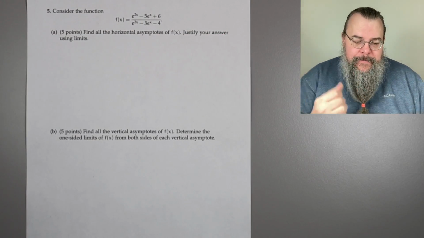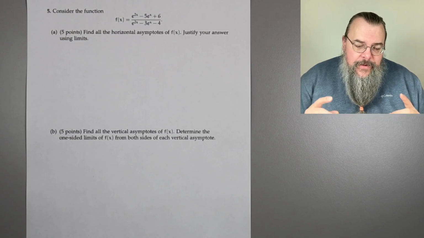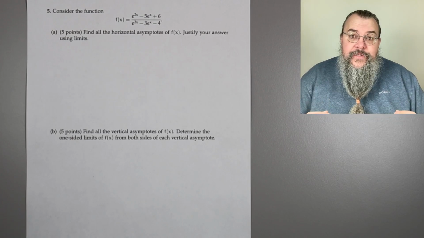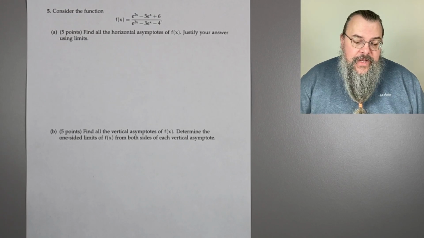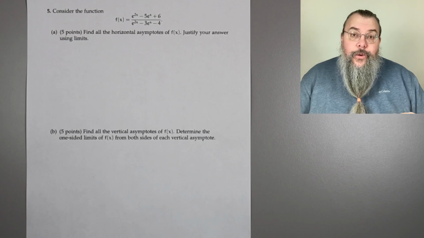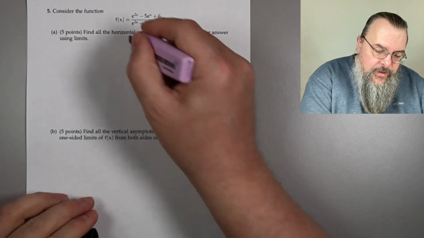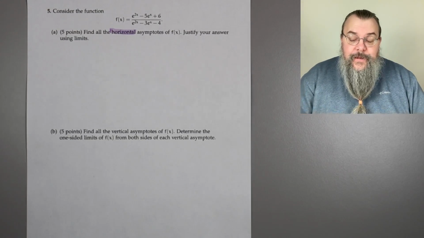Number 5. Consider the function f of x equals e to the power 2x, subtract 5e to the x plus 6, divide that by e to the 2x minus 3e to the x minus 4. 2 parts. Part A. Find all the horizontal asymptotes of f of x. All right, so we're starting off with the horizontal asymptotes. Justify your answer using limits.